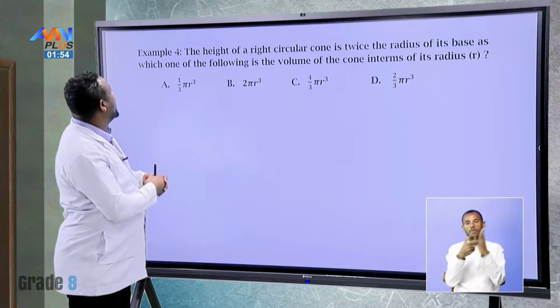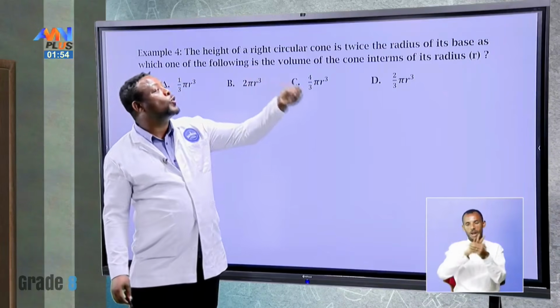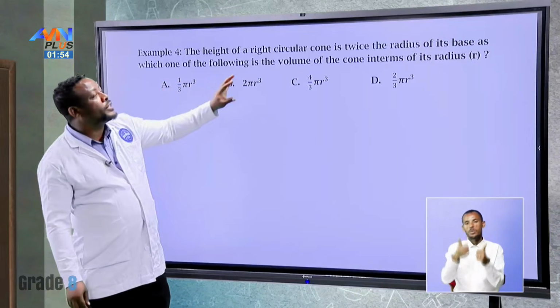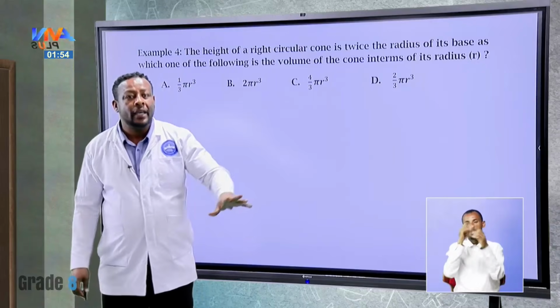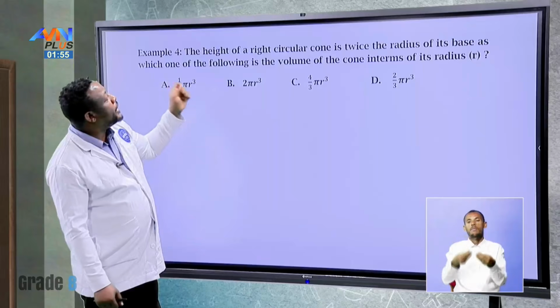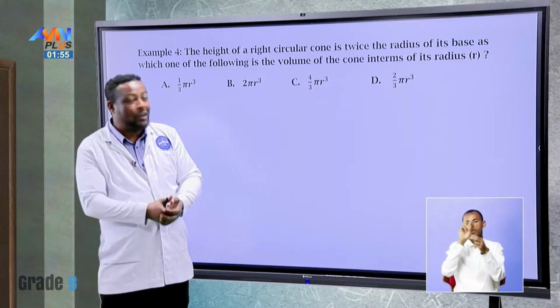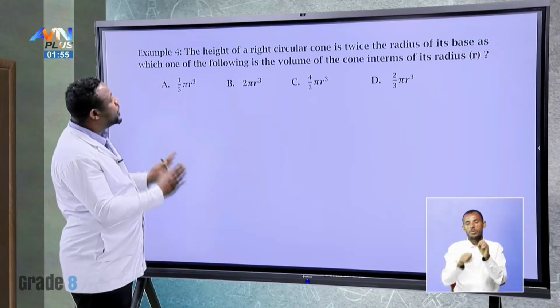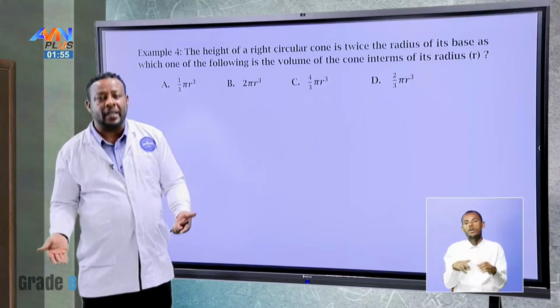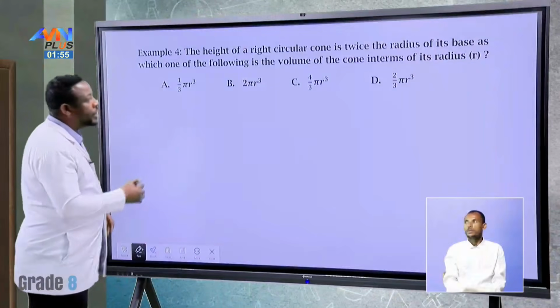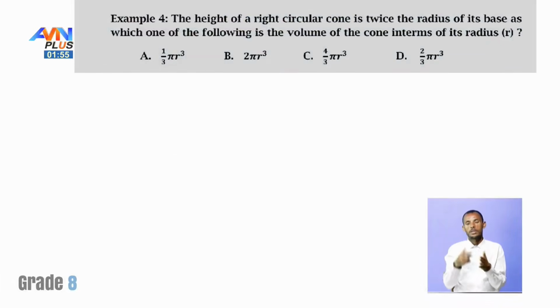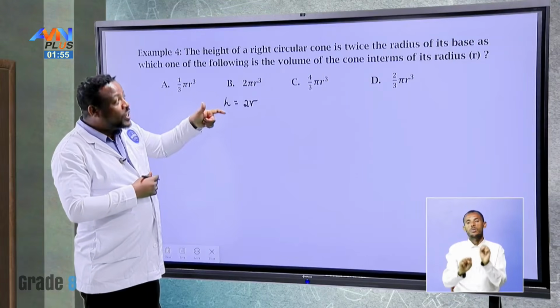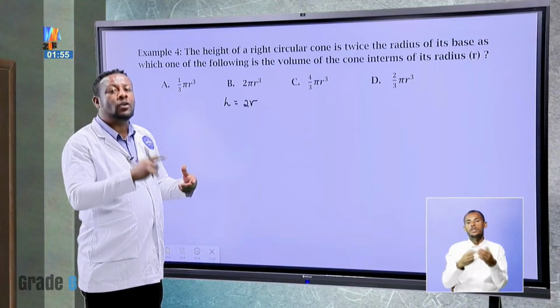In example 4, it says the height of a right circular cone is twice the radius of the base. Which one of the following is the volume of the cone in terms of its radius? Here what's given is the height of a right circular cone is twice the radius of the cone. This is key information to calculate the volume of a cone in terms of r. So the question is to represent the volume of a cone in terms of the radius. Let's put this information properly. The height of the cone is twice the radius of the base, so you can write h equals 2 times r. So the question is, what is the volume of this cone in terms of the radius?